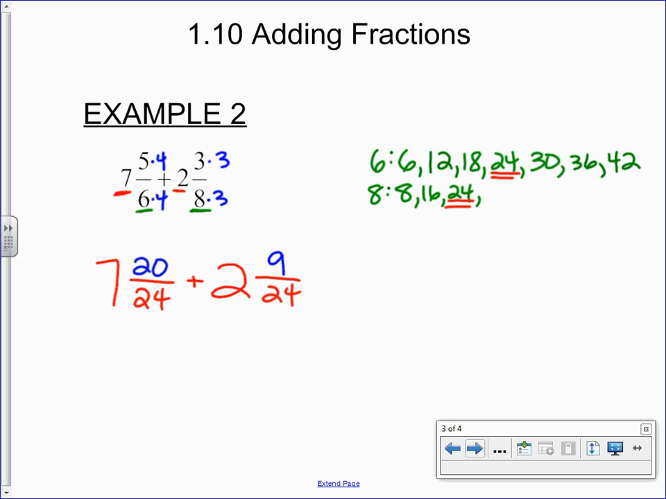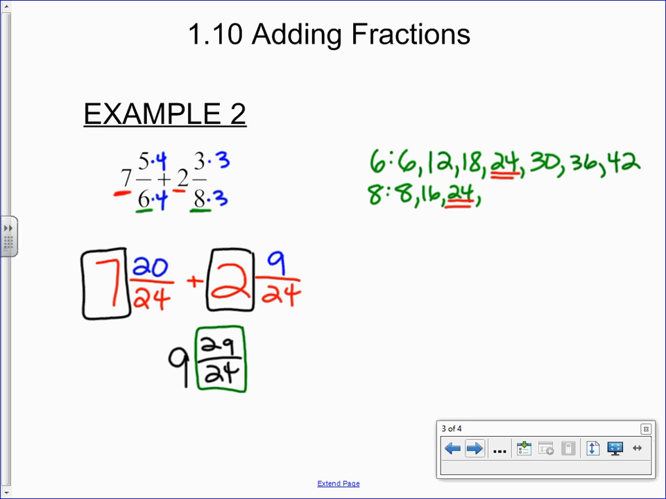Now when we add the fractions together, we can add the whole parts, 7 and 2, to get 9. We can add the fraction parts, 20 24ths plus 9 24ths, to get 29 24ths. Now, if you look at this mixed number, it is improper. We have a whole number 9, and then we have 29 24ths, which is improper because it's more than a whole.